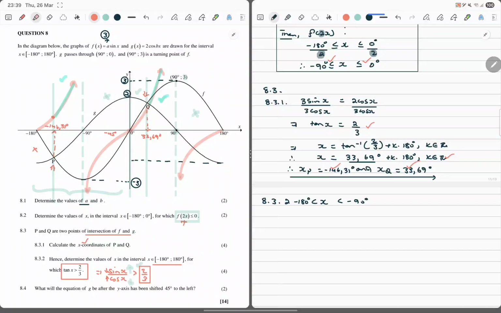Right? No. Wrong. Remember, this is where they are equal. After that, this is less than, and we want it to be greater than. So this means our x must be less than minus 90, but greater than minus that value, 146,31 degrees. Okay, that's the first one.